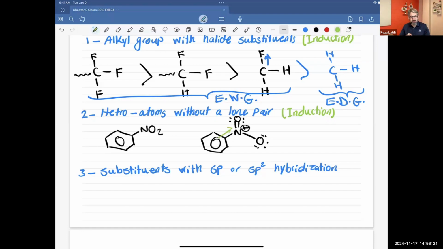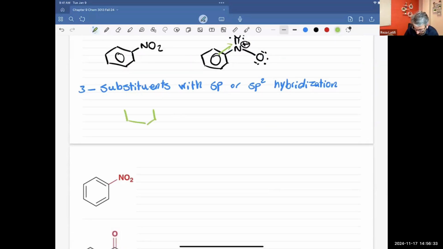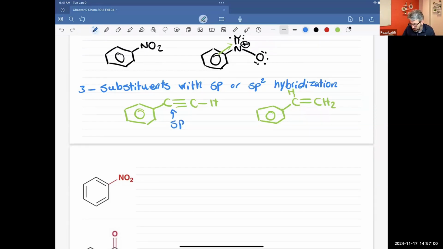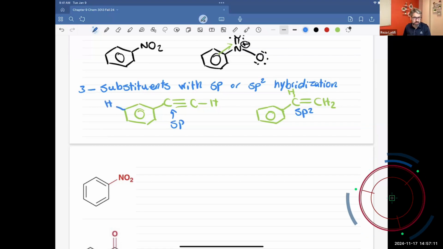Okay, how about this? If you have a heteroatom and it has no lone pair, or it has a positive charge, that's going to be an electron withdrawing group. And last one, if you have a group, like an alkyl group, that has, let's say, a double bond or a triple bond, stuff like this, because the hybridization here is sp or sp2, they will be pulling electron density from the ring. Instead of hydrogen, which is giving electron, carbon with sp or sp2 hybridization will be pulling electron density, so it will be an electron withdrawing group.